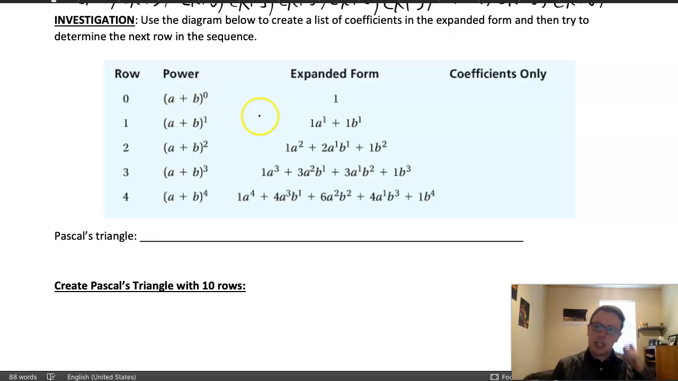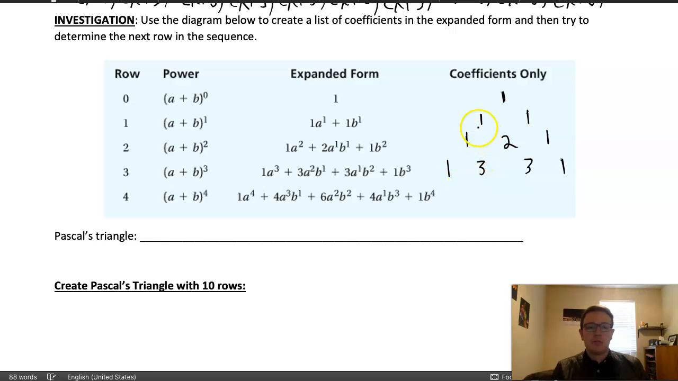So let's say we have two things here, a plus b, and we're raising this to the 0 power. Then the expanded form is just 1, so the coefficient is 1. The next one, a plus b to the 1, is a plus b, so our coefficients are 1 and 1. What about 2? When this is squared, we get 1a squared plus 2ab plus b squared, so the coefficients are 1, 2, and 1. What about 3? Our coefficients are 1, 3, 3, and 1.